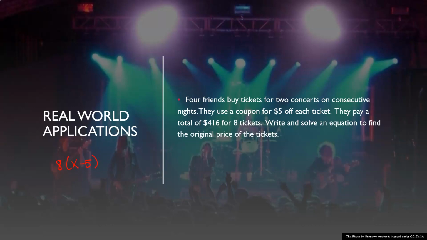Okay? And then together that equals 416. So 8 times x is 8x. 8 times 5 is negative 40. Now I'm going to add 40 to each side. So 8x equals 456. And I'm going to divide by 8. So each ticket was $57.